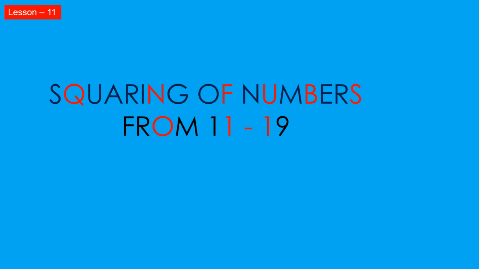Today we will learn squaring of numbers from 11 to 19. So what is squaring? If a number is multiplied by itself, it is called the square of that number. For example, 9 times 9, 11 times 11, 14 times 14. So let's see what method of Vedic math we use here to square the numbers from 11 to 19.